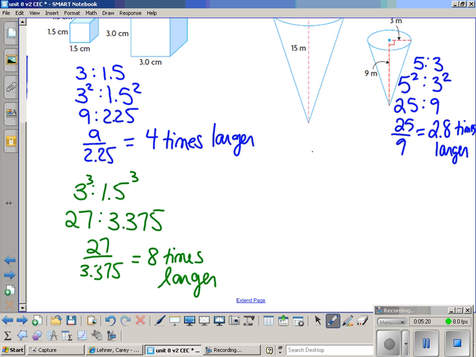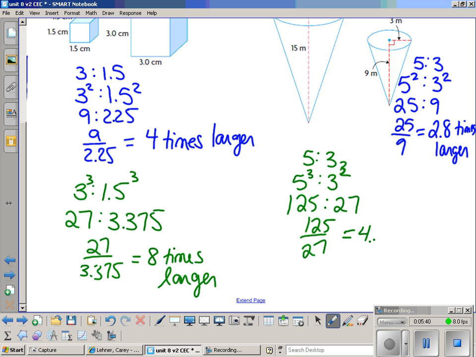Look at the second one. Scale factor was 5 to 3. Cube each part. We have 125 to 27. Divide 125 by 27. And we get approximately 4.6 times larger.